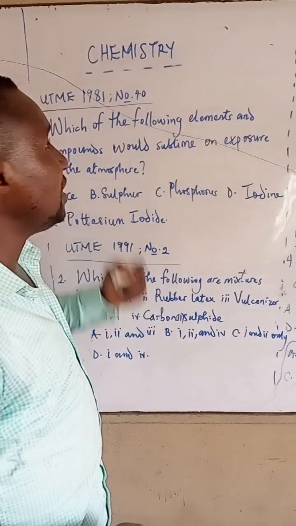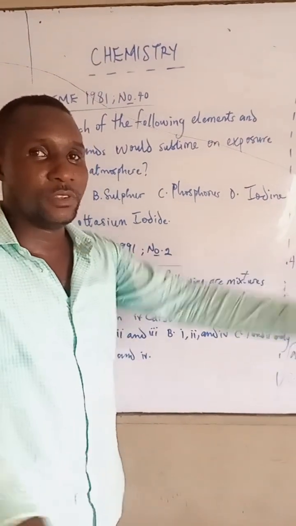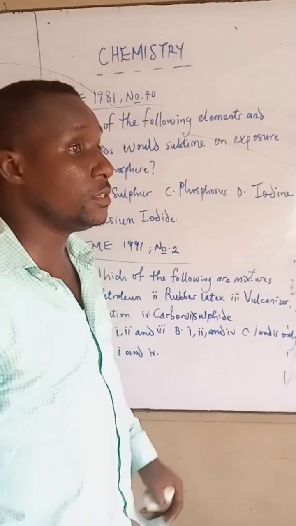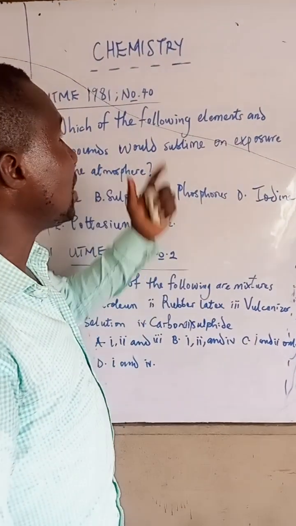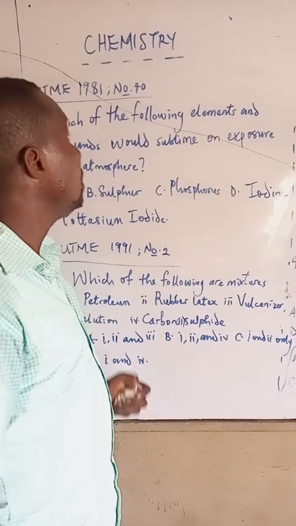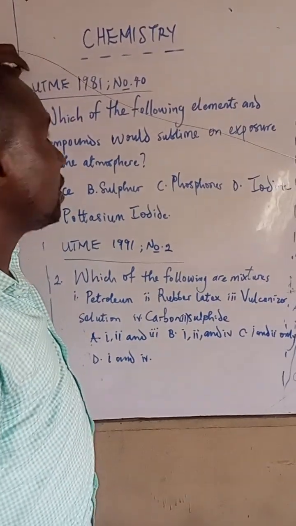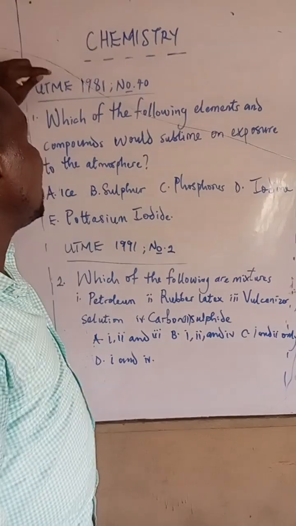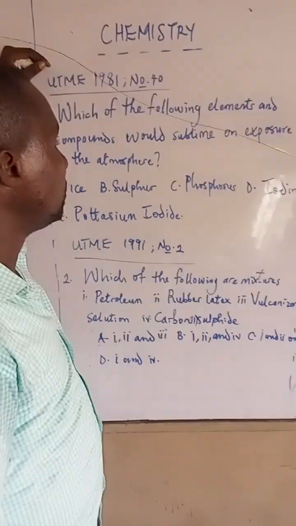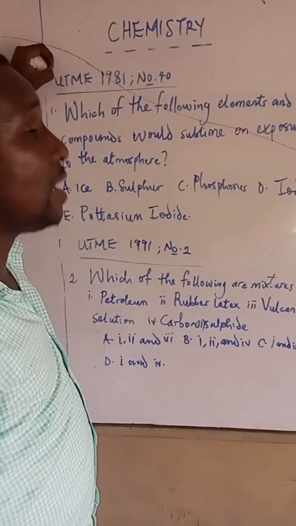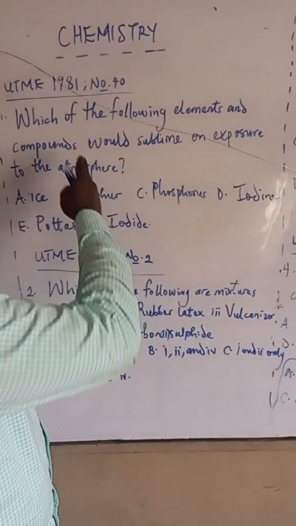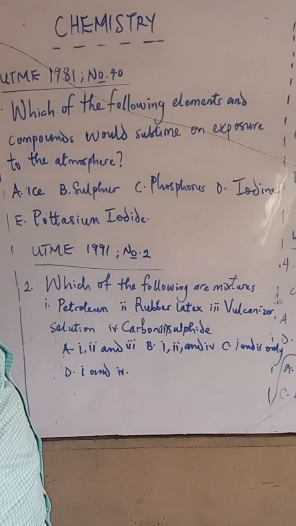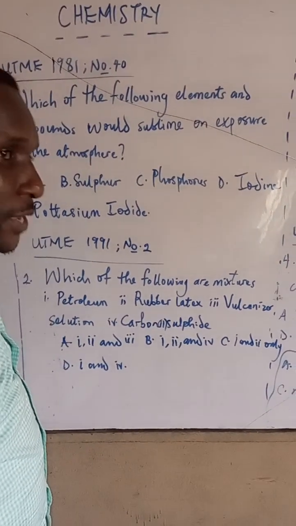Okay, let us solve some questions based on what we've done in the previous video. Let us look at these JAM questions. The first question is taken from UTME 1981, number 40. Which of the following elements and compounds will sublime on exposure to the atmosphere?